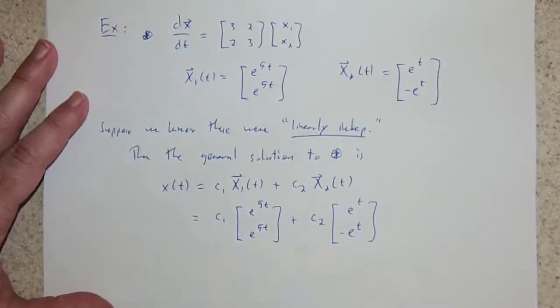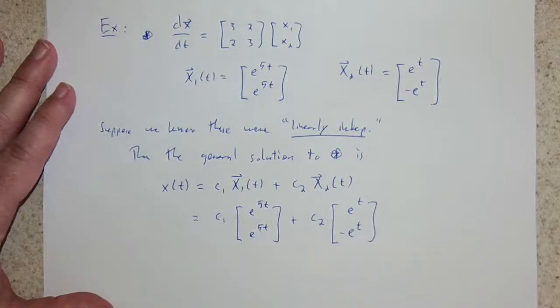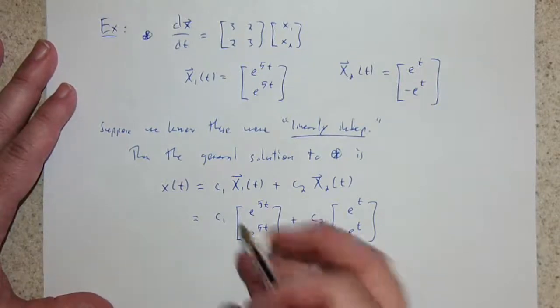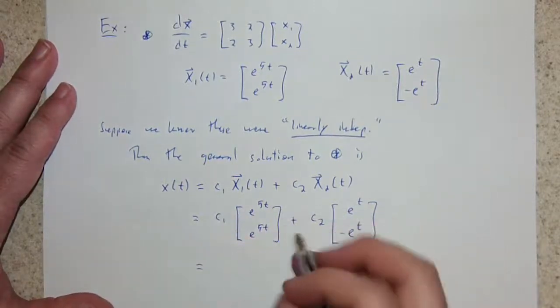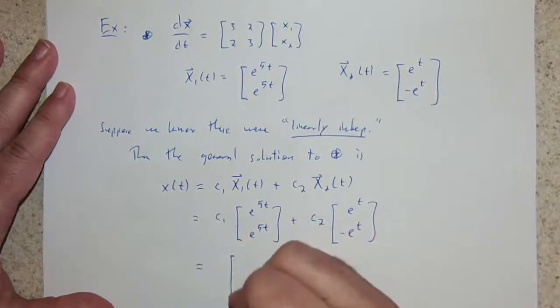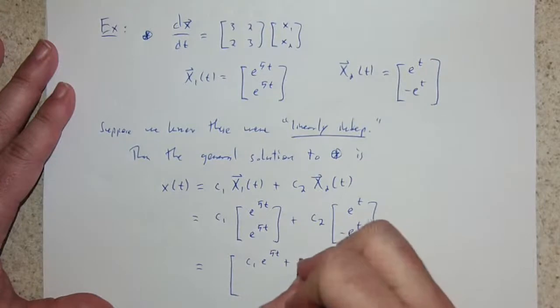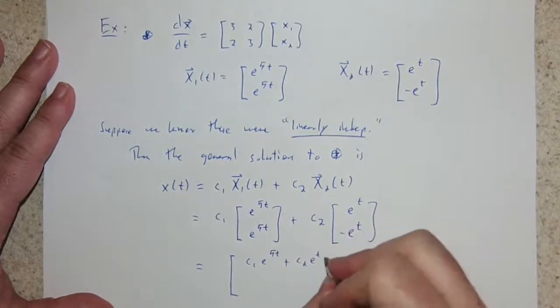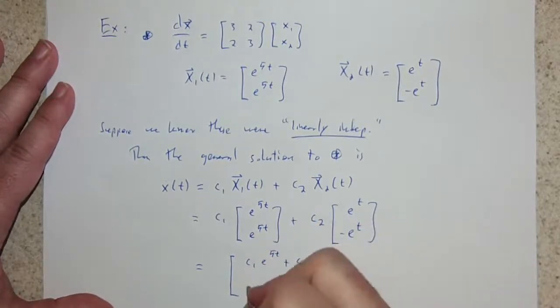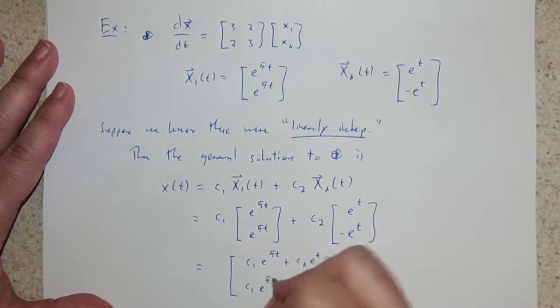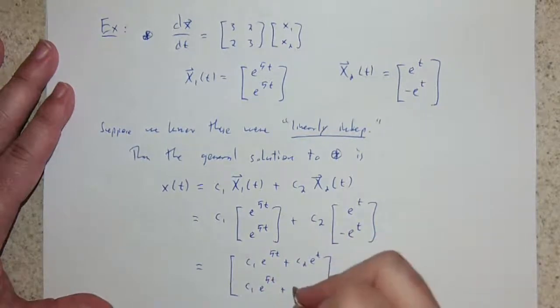There's nothing wrong with leaving it like this, but this is practice purely for doing algebra on vectors and matrices. So I can combine this as a vector: c1 e^(5t) plus c2 e^t in the first slot. In the second slot, this would be c1 e^(5t) minus c2 e^t.